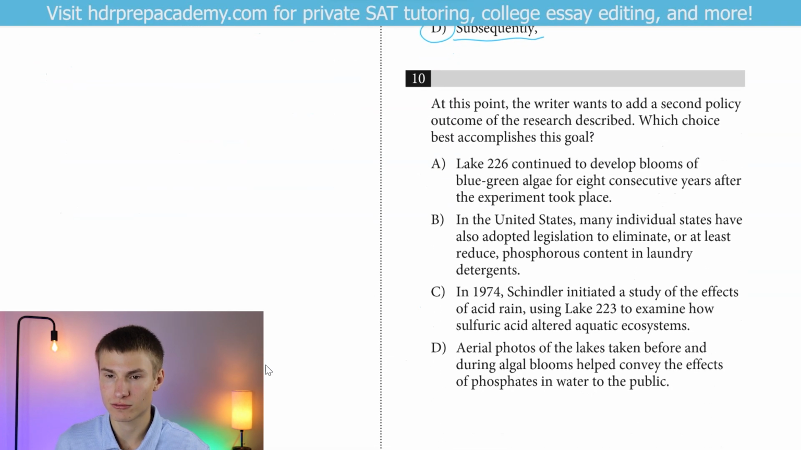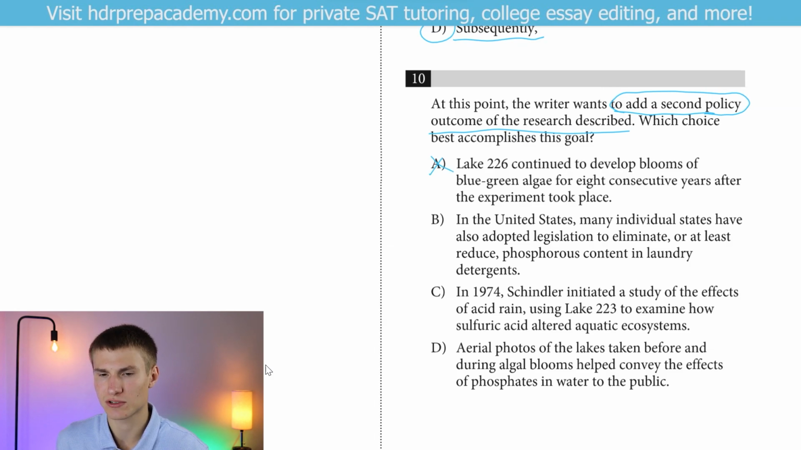We're wondering, the writer wants to add a second policy outcome of the research described. Which choice best accomplishes this goal? Keep in mind, if you're ever given a prompt on the SAT writing section, pay close attention to what it's asking you to do. In this case, talking about a second policy outcome. So we have A, Lake 226 continued to develop blooms of blue-green algae for 8 consecutive years after the experiment took place. That's not talking about another policy.